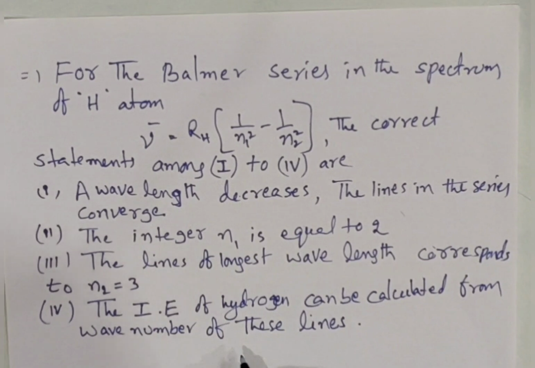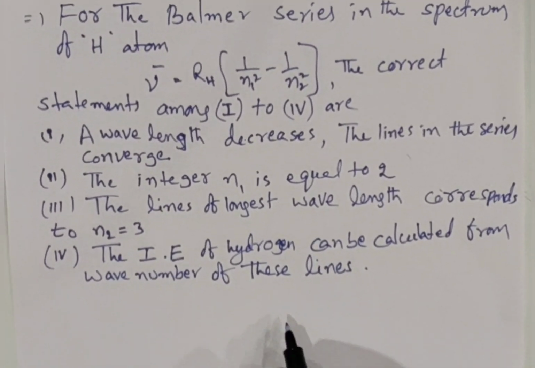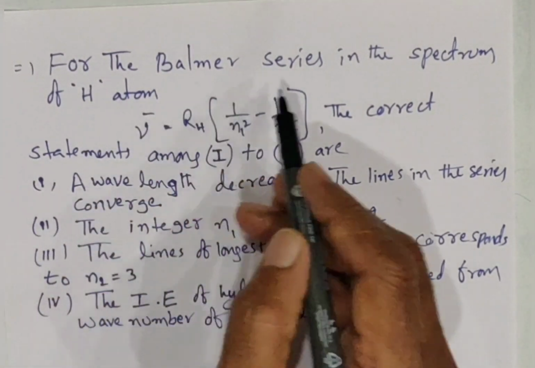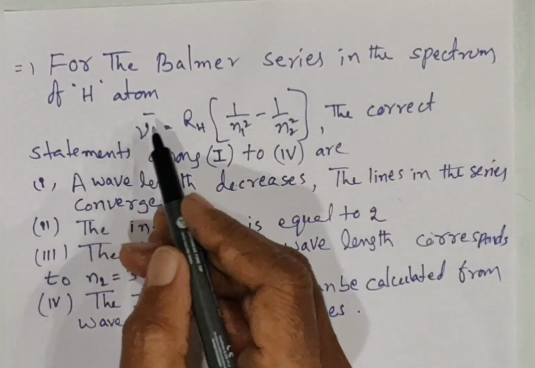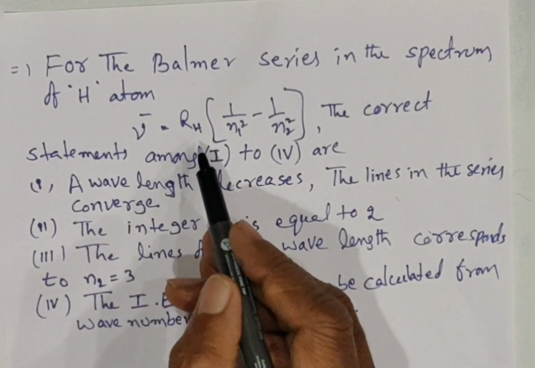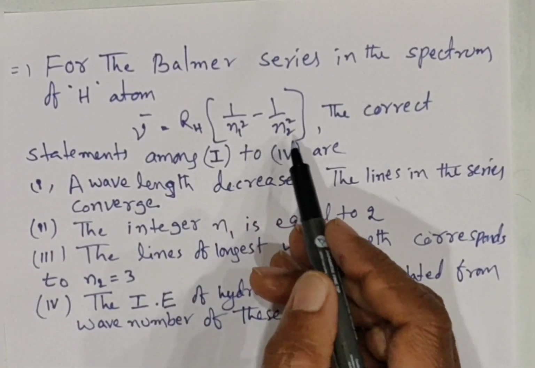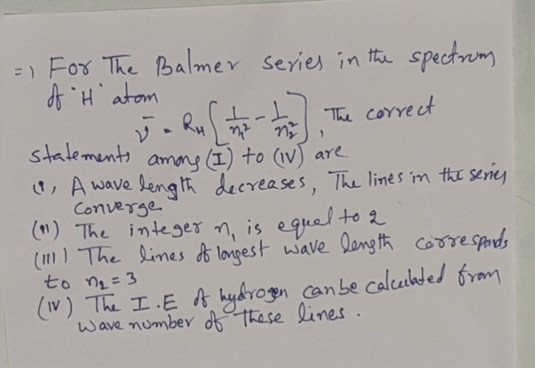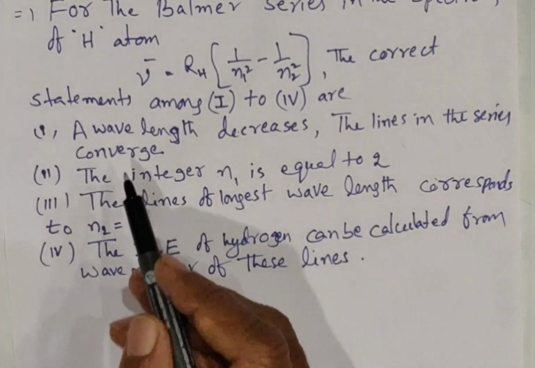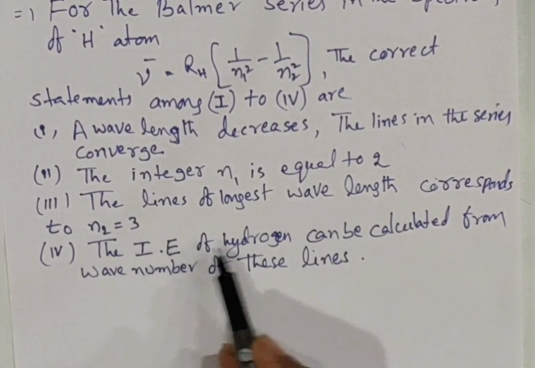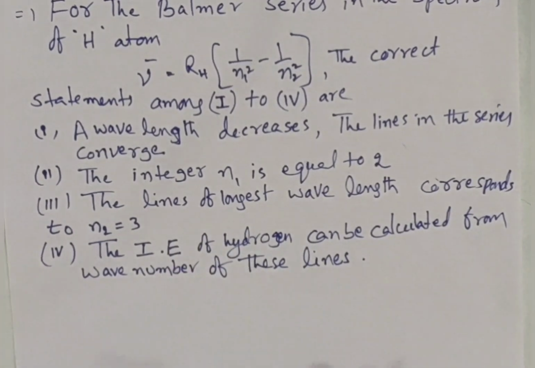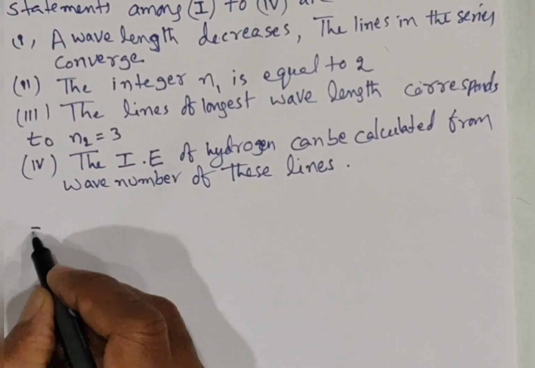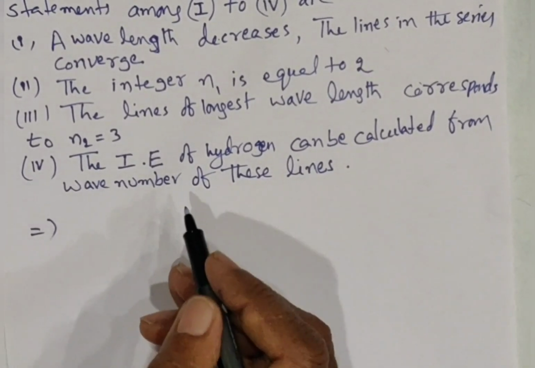Dear students, now another important concept is given in this. For the Balmer series, in the spectrum of hydrogen atom, nu bar is equal to RH into 1 by n1 square minus 1 by n2 square. The correct statements among the first to fourth options are, right? So given statements are these. By analyzing these statements, first you have to know the concept on this. That is very important, dear students, very easy also.